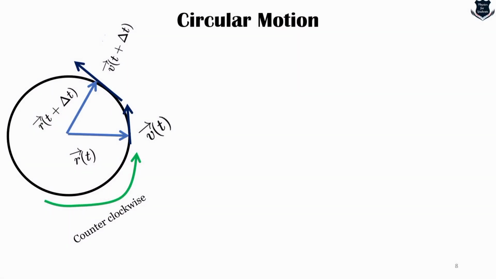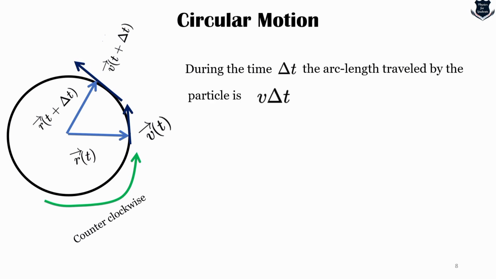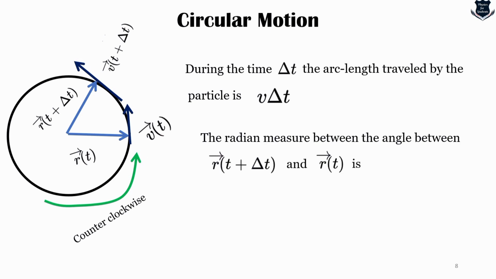Okay, so we take the same figure, and there is a change. During the time delta t, the arc length traveled is v delta t, and the radian measure of the angle between r at t plus delta t and r at t is v delta t upon r, quite the same, because the distances are the same. So this is what is called the radian measure.